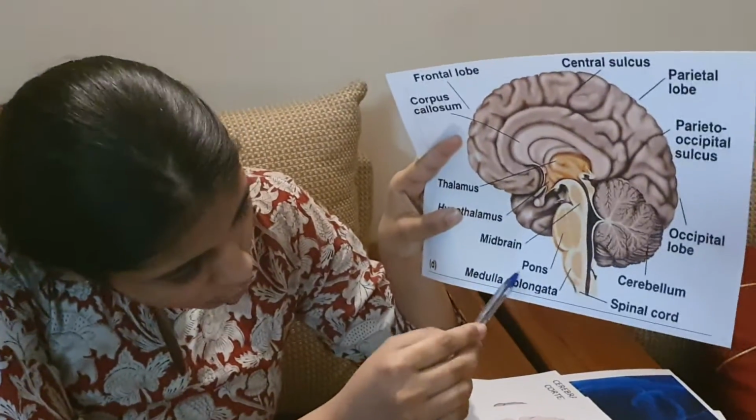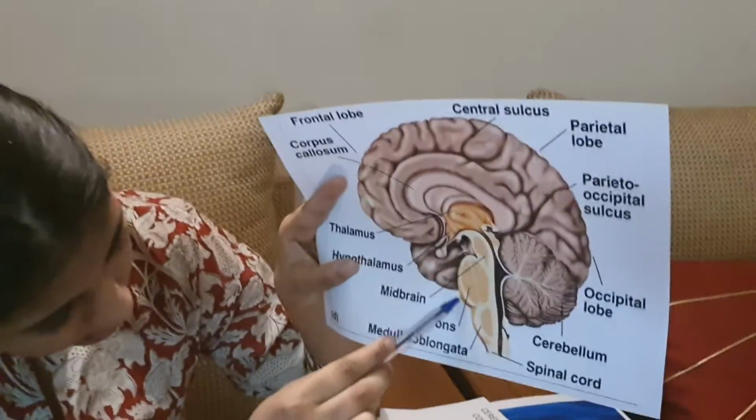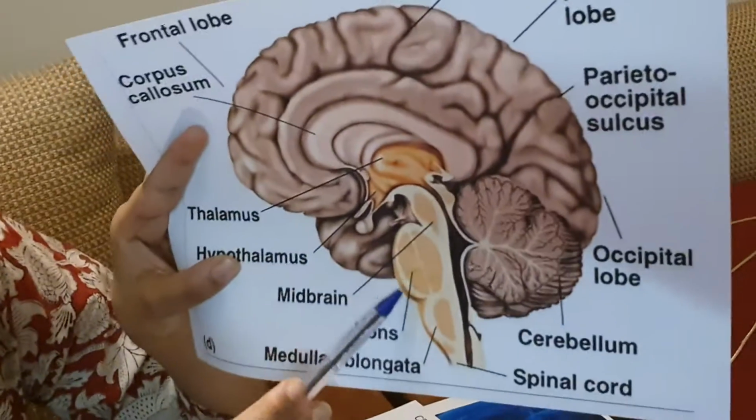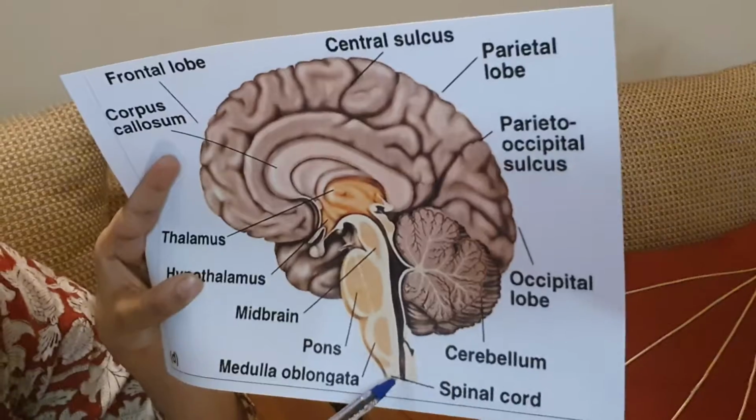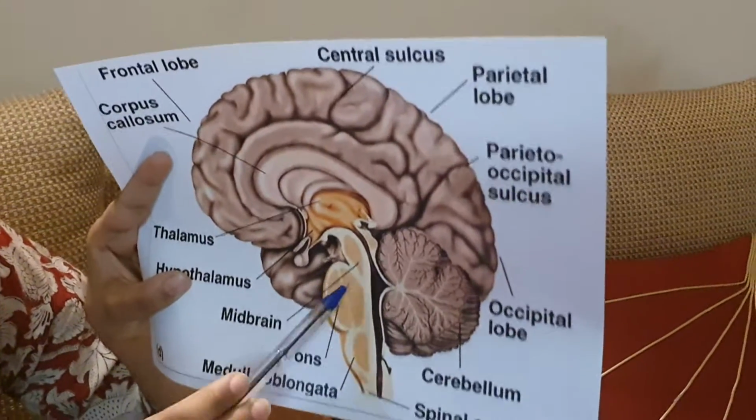So the next part I'm going to talk about is the pons. You can see this portion here. This is the pons part of the brain. This is the spinal cord which goes down, as you can see, and this is the pons.